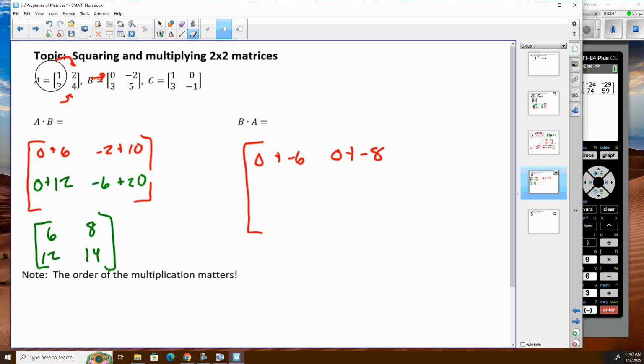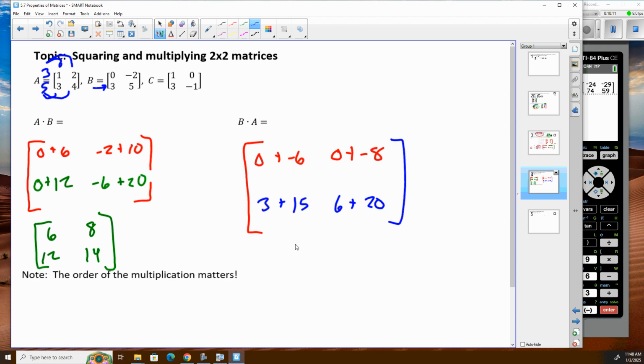And now I'm going to take the next row in matrix B, the 3 and the 5, turn it sideways, and then multiply again. So 3 times 1 is 3, plus 5 times 3, which is 15. And then I'm going to go 3 times 2, which is 6, plus 5 times 4, which is 20. And then add the terms together. 0 plus negative 6 is negative 6. 3 plus 15 is 18. 0 plus negative 8 is negative 8. 6 plus 20 is 26.